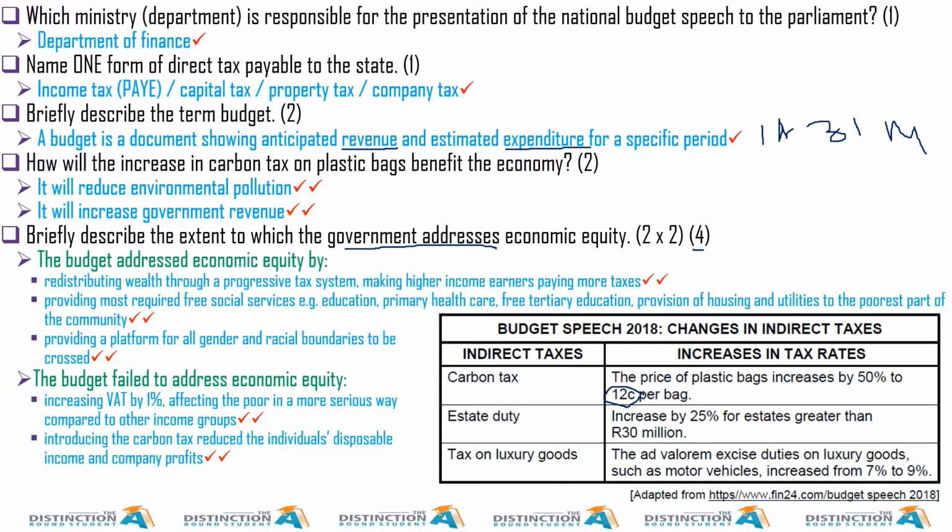But when it comes to economic equity in South Africa, of course, the gap is too big. But let's give credit to what the government is trying to do. Social grants and things like that. That is trying to bridge the gap.